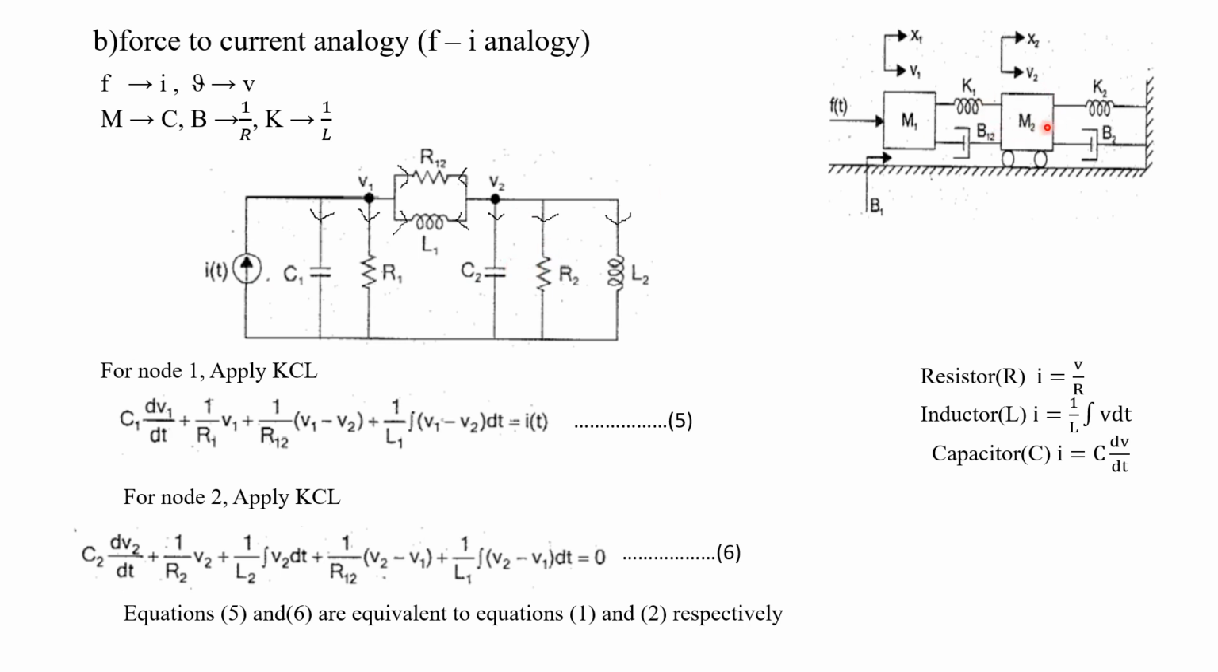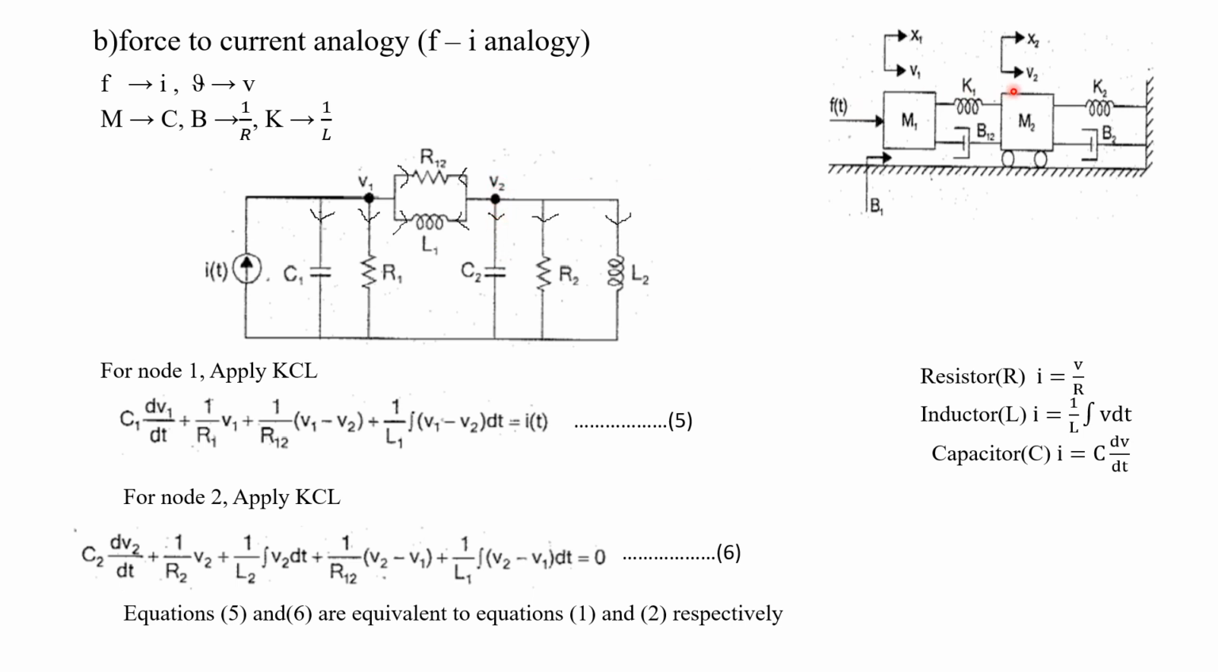Then what are the opposing forces? Its own opposing force due to M. So M is equated to C. For M2, it will be C2. So for mass M2, we have to connect this capacitor C2 at the node, between the node and ground.